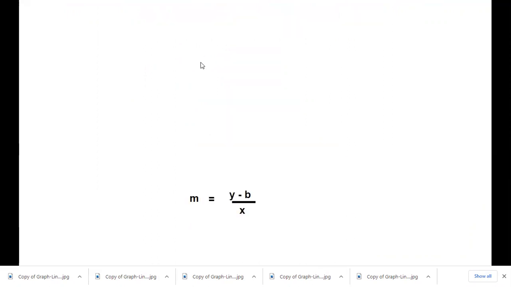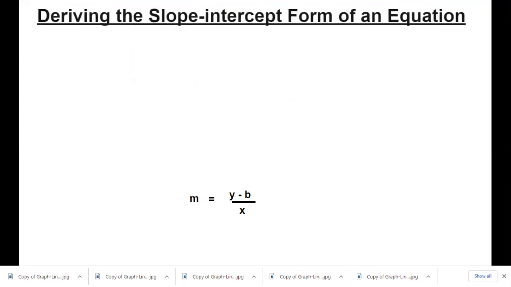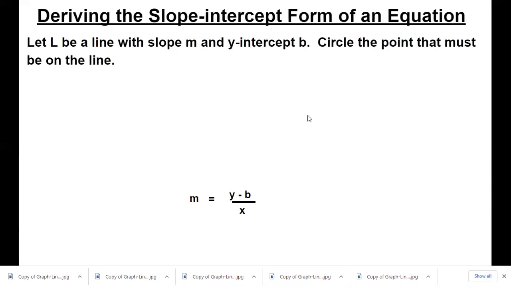Okay, welcome back. It looks like my animations are a little off again, but we'll get there. So, how to derive the slope-intercept form of an equation. This is how this works, and this is why this works. So let's follow along with me.